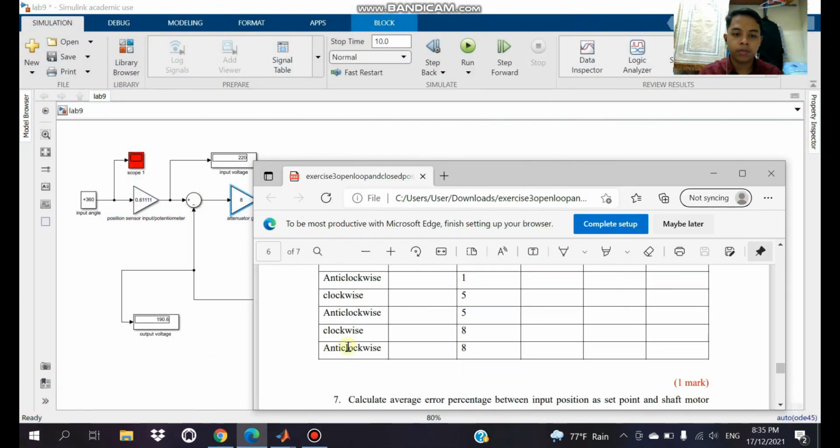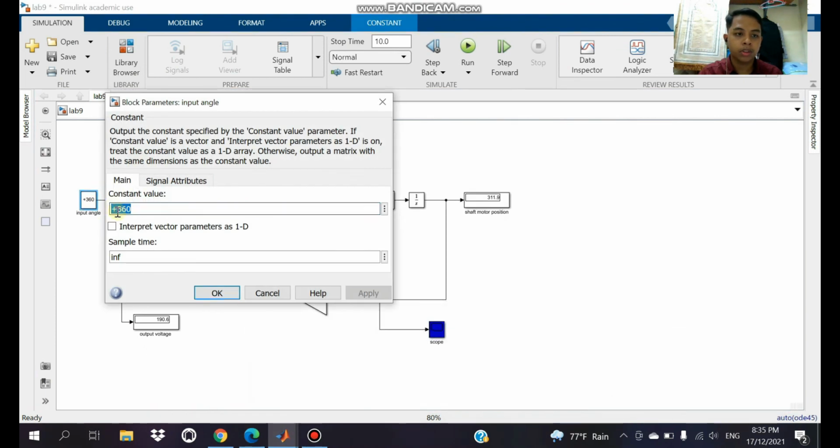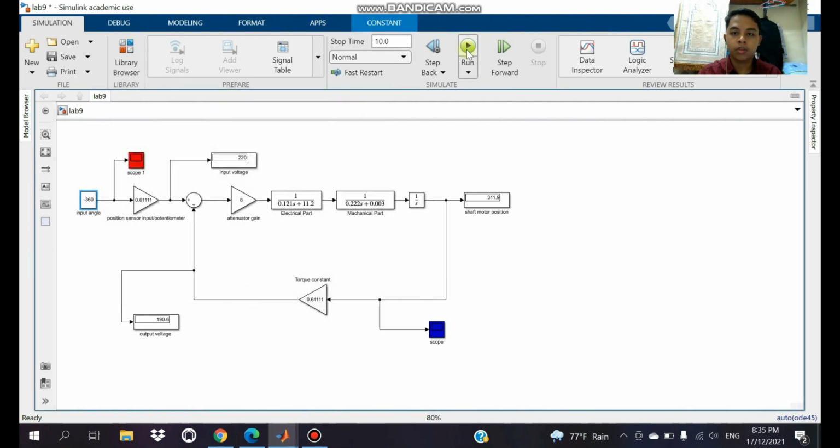And for the anti-clockwise, I just twist it here, negative, and apply, and okay, and go to run and get the input voltage, shaft motor position, and output voltage, all negative.